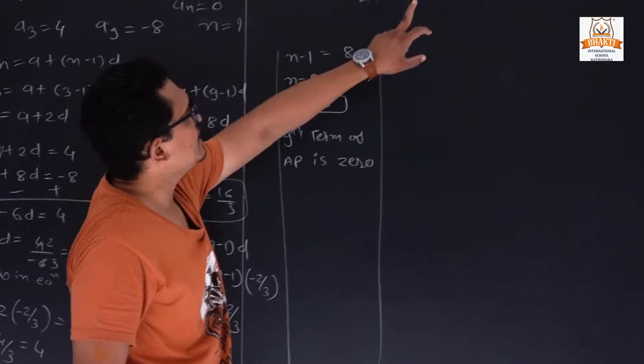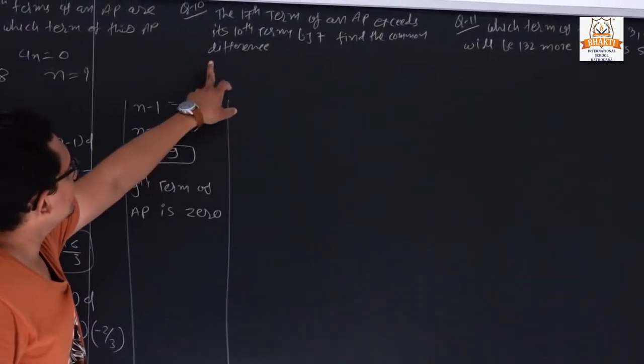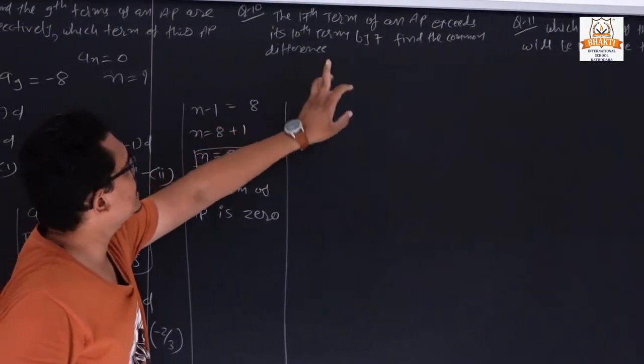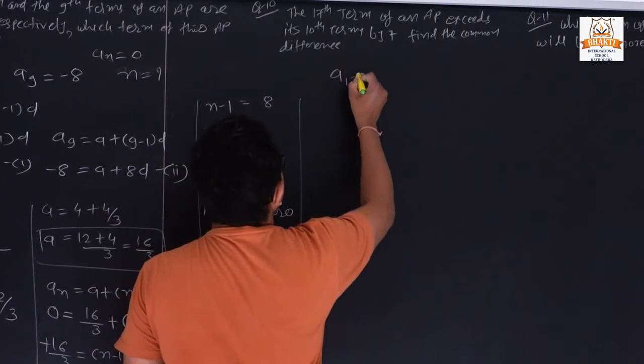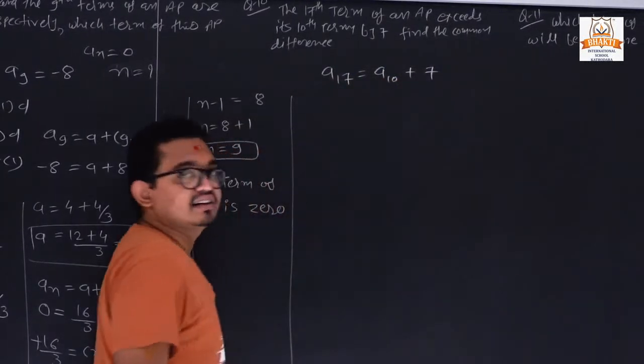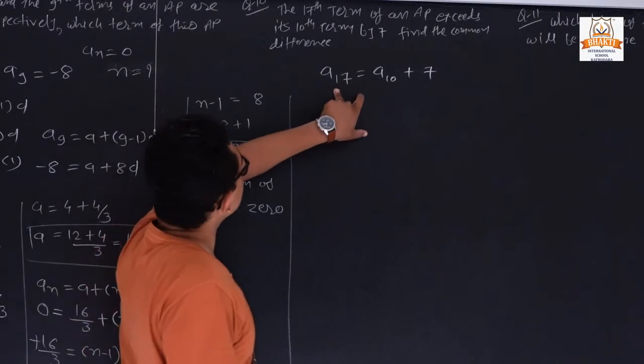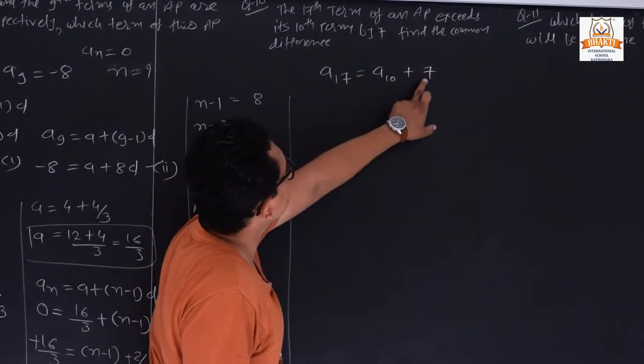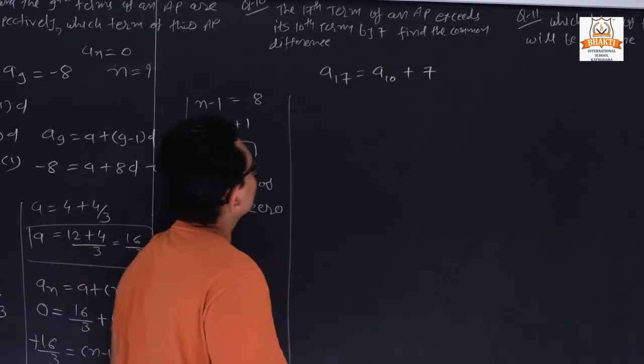The 17th term of an arithmetic progression exceeds its 10th term by 7. So they are asking what? A17 is equal to A10 plus 7. Clear? The 17th term exceeds its 10th term by 7. So find the common difference.